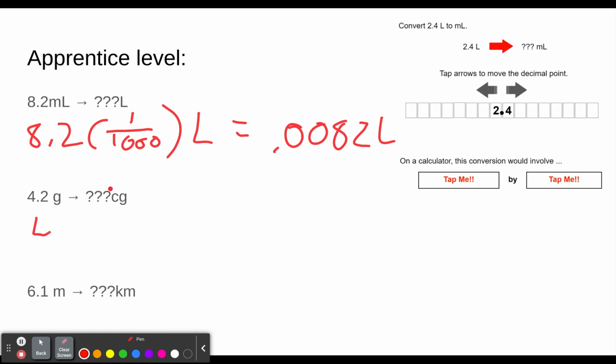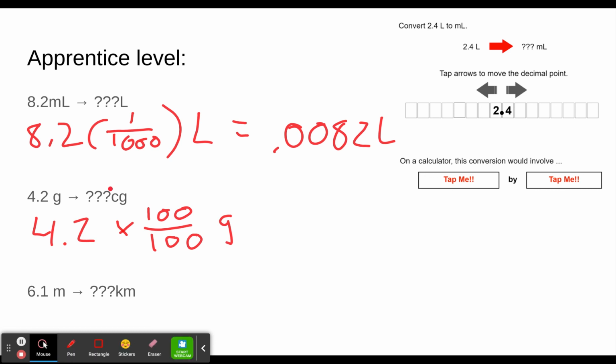So we start with 4.2 grams, but we want to get to centi. Well, centi is 1 over 100. If we don't want to change the value of this 4.2, you can always multiply something by 1. I'm going to multiply it by 1 in a very peculiar way: I'm going to multiply it by 100 over 100. That's 1. But notice that I did it in a way where now we have a divided by 100, which means centi.